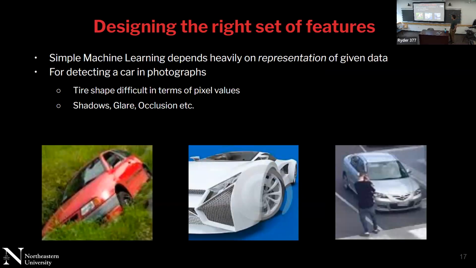So simple machine learning depends heavily on the representation of the data. But obviously you have to do some feature removal even, not just add everything and expect it to work correctly. And that in itself is a task that consumes a lot of work. For example, here, tire shape, tire size, all of these are weirdly important features that you have to be very careful about.